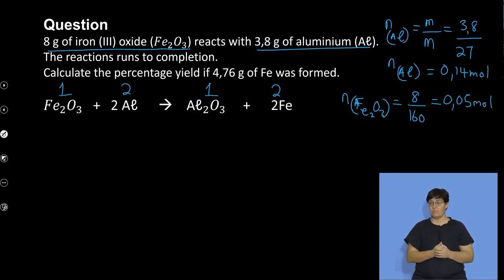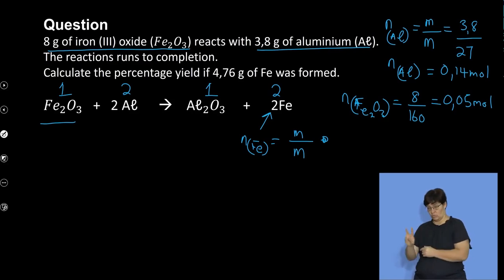So if 1 reacts with 2, it tells us that the aluminium is actually our limiting reagent. So all the aluminium will react. 1 mole of iron oxide gives us 2 moles of iron. So the number of moles of iron that will be formed is equal to mass over molar mass. What we are actually looking for is the mass of iron. If 1 produces 2, we'll have 0.05 times 2, which is 0.1 mole.